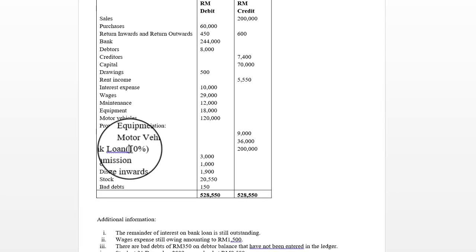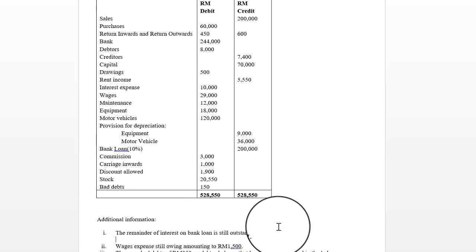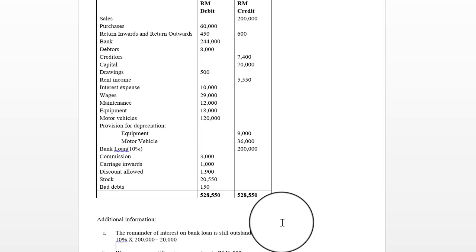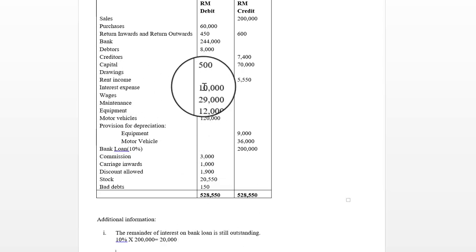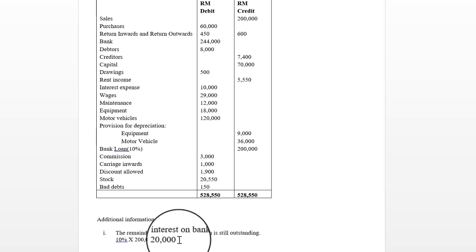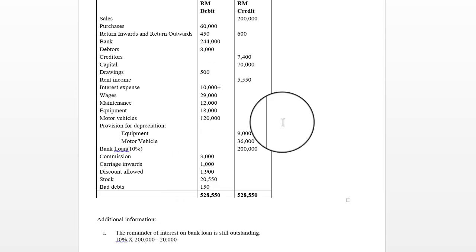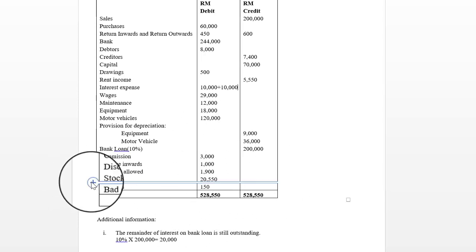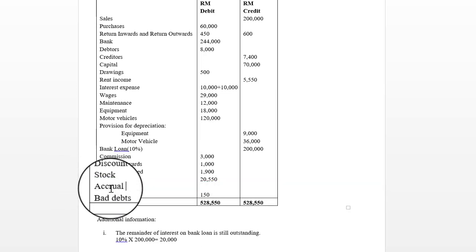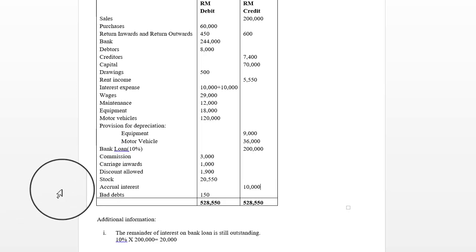So it means that by right, your bank loan interest should be 10% times your loan amount of 200,000. You are supposed to pay 20,000 per year, but the question says the remainder of the bank loan interest is still outstanding. You have already paid 10,000, but you are supposed to pay 20,000, so you need to add another 10,000. This is the outstanding amount of your bank loan, so you have accrued interest of 10,000. This is the first thing you need to check.